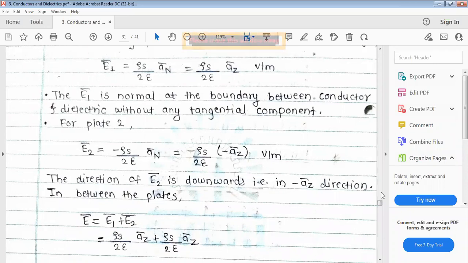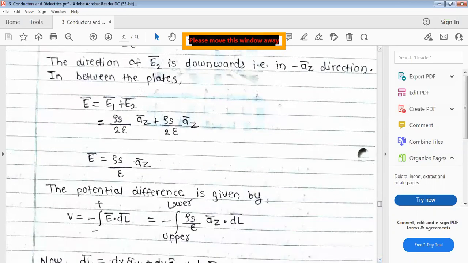So the total E bar is equal to E1 bar plus E2 bar, which is rho S divided by 2 epsilon 0 A bar z plus rho S divided by 2 epsilon 0 A bar z. If you add these, the 2 and 2 get cancelled. So E bar is equal to rho S divided by epsilon 0 into A bar z. Okay, so the potential difference is given by, now we have to write the equation for V.